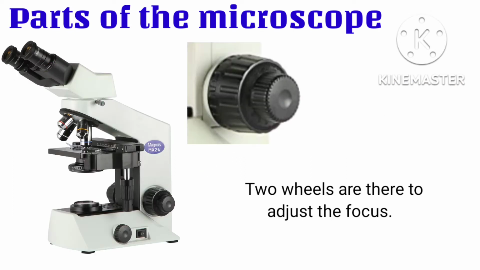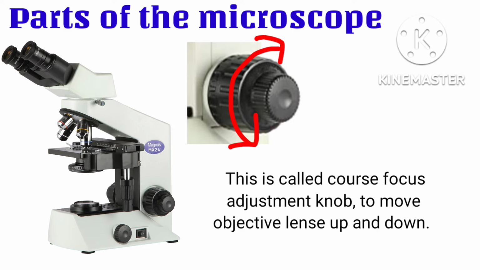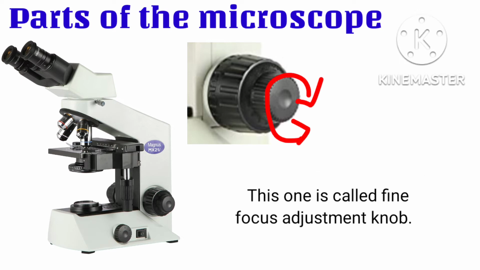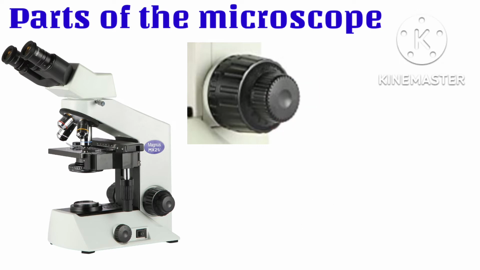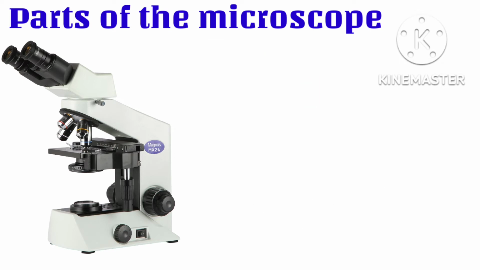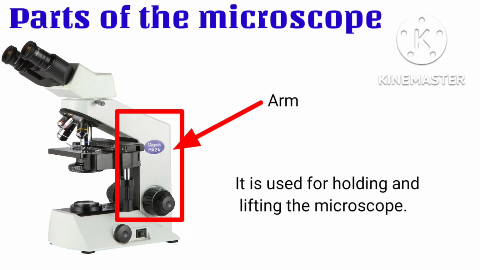Two wheels are there. First one is called coarse adjustment for moving the objective lens up and down for focusing the object. After adjusting the coarse focus, you have to fine tune the image by rotating this fine adjustment to get a clear picture. This area is called arm for holding or lifting the microscope.